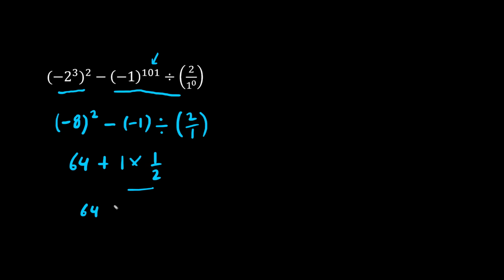So we have 64 plus 1/2. Anything times 1 is itself. What is 64 and 1/2? 2 times 64 is 128 plus 1 is 129 over the denominator 2. So this is our final answer.